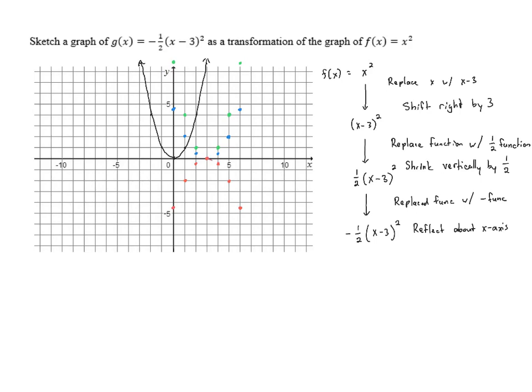And now we finally have the points for our final transformed function, so we can connect the dots with a beautiful parabola, and this represents the graph of g of x equals -1/2 times the quantity x minus 3 squared. Things are a little bit more complicated when we have 3 different transformations that we have to do, but if we keep track of what happens to each of the individual points, we should be able to figure out what the transformed graph looks like.